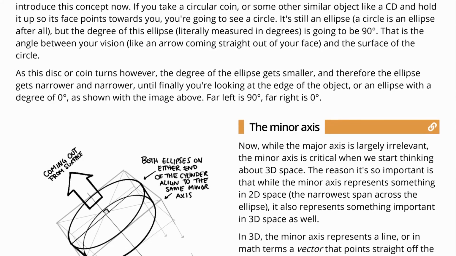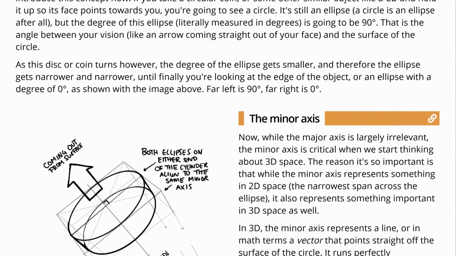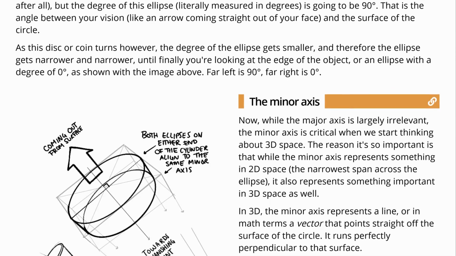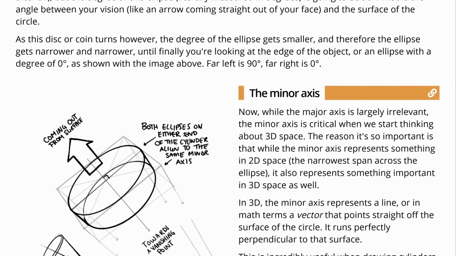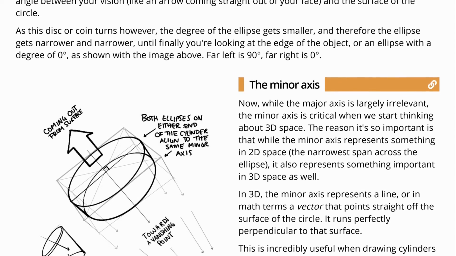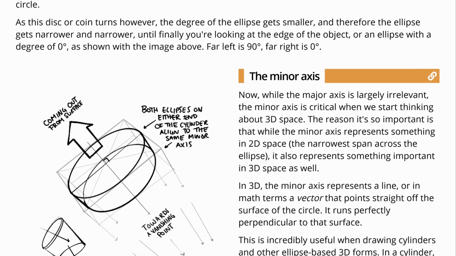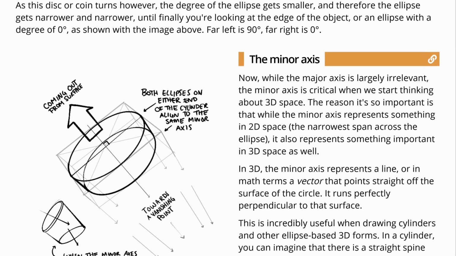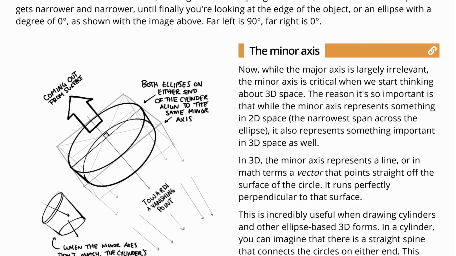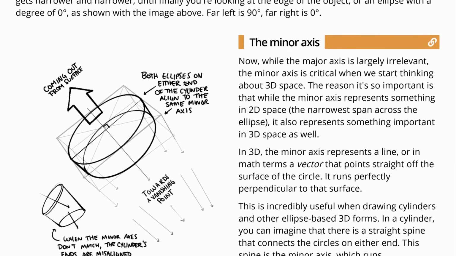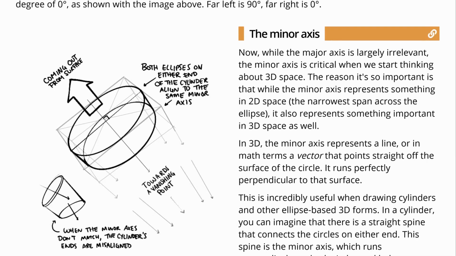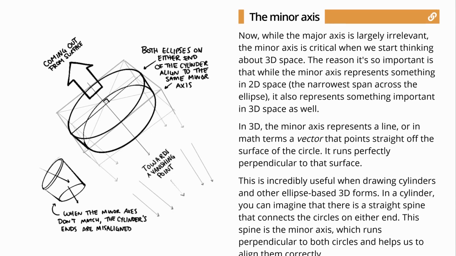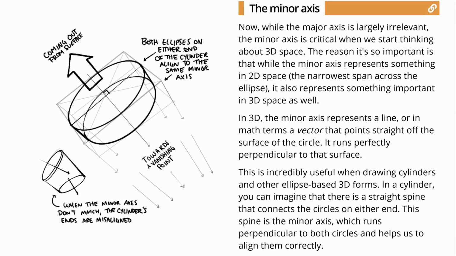The minor axis. Now, while the major axis is largely irrelevant, the minor axis is critical when we stop thinking about 3D space. The reason it's so important is that while the minor axis represents something in 2D space, the narrowest span across the ellipse, it also represents something in 3D space as well. In 3D, the minor axis represents a line, or in math terms, a vector that points straight off the surface of the circle. It runs perfectly perpendicular to that surface.